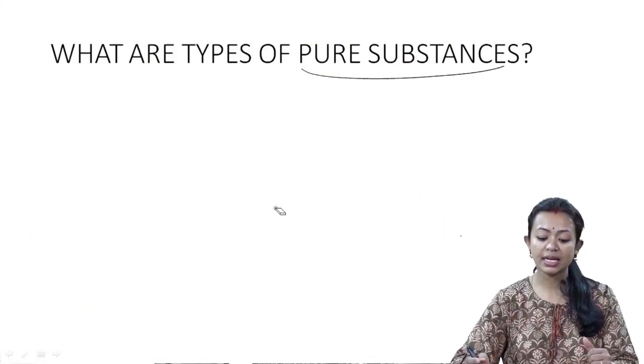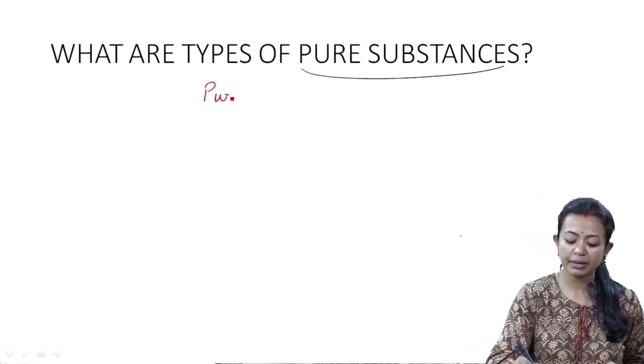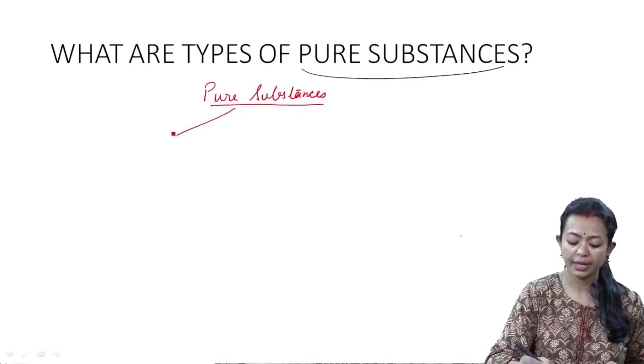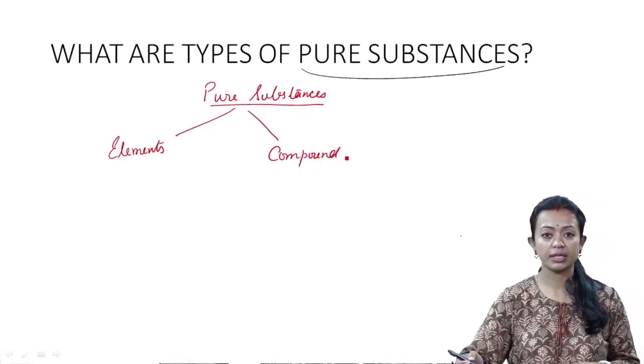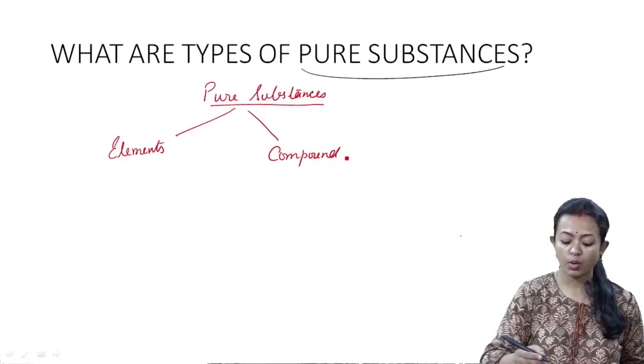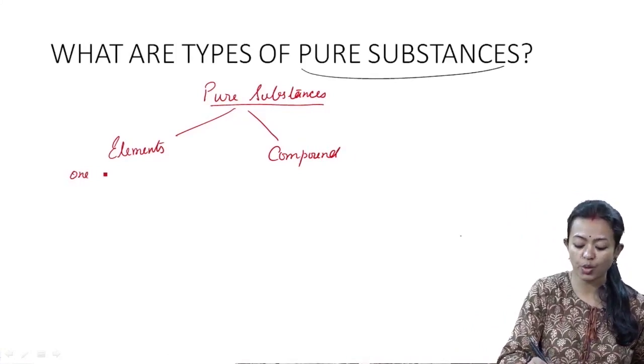Now let us take pure substances for further study. Pure substances can be divided into two groups. We have elements and compounds. So these are both pure kind substances. Now what are elements? Elements are those which are made up of only one kind of particles.